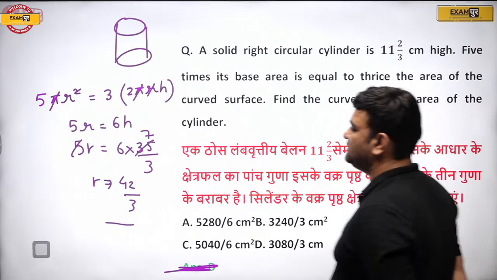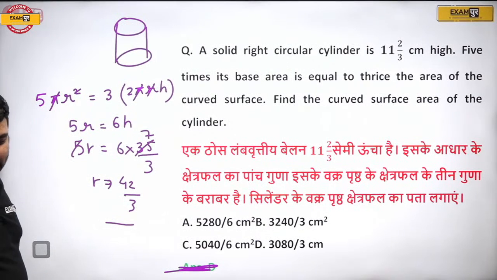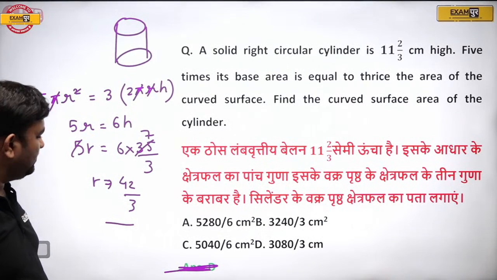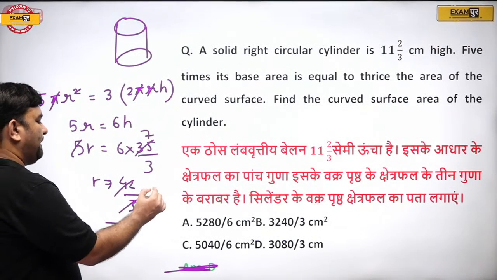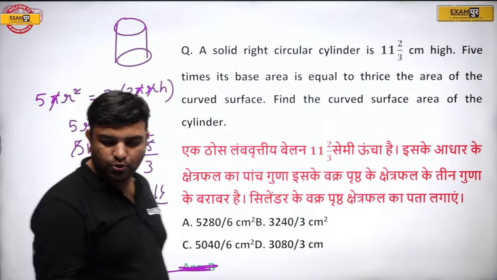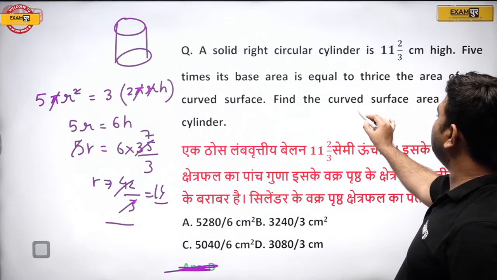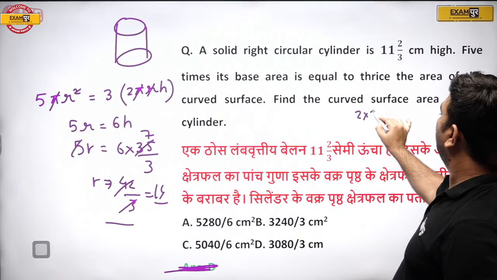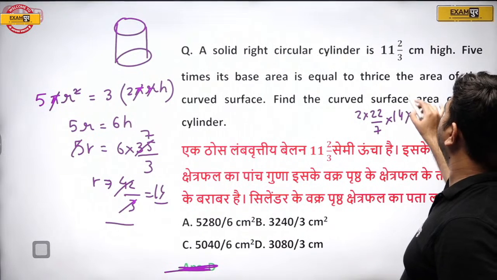This is the bitter truth, that this is your radius, which is coming out to be 14. So the curved surface area of a cylinder is 2 pi r h.